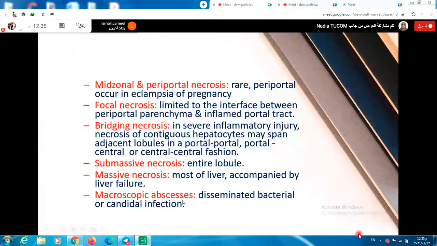Macroscopic abscesses: this is a localized collection of pus disseminated either through the portal circulation from the GIT or from any focus in the body. It can be a bacterial or fungal infection, a collection of pus within the liver.